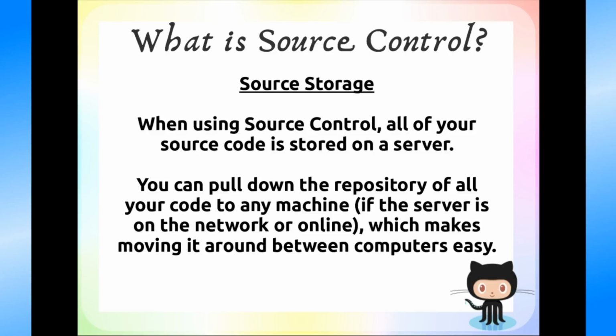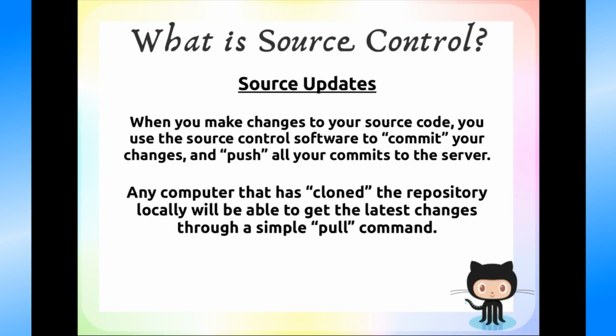When using source control, all of your source code is stored on a server. You can pull down the repository of all of your code onto any machine, if the server is available on the network or online, and that makes moving around between different computers easy. When you make changes to your source code, you use the source control software to commit your changes and push all of your commits to the server.